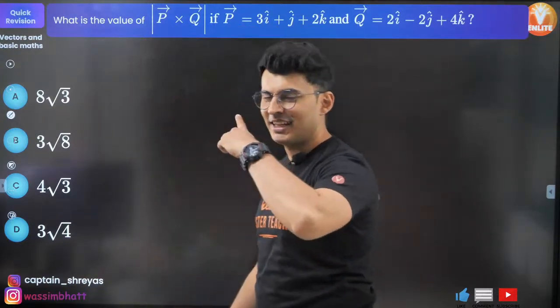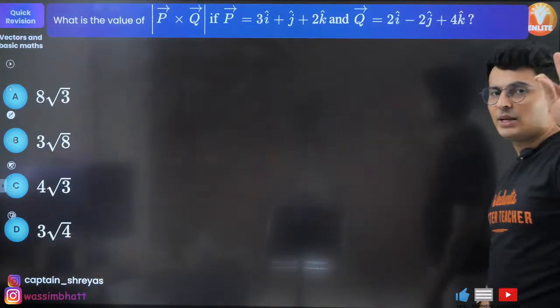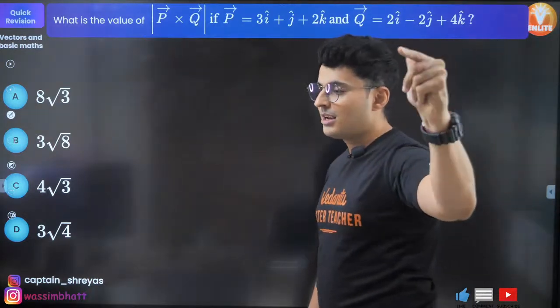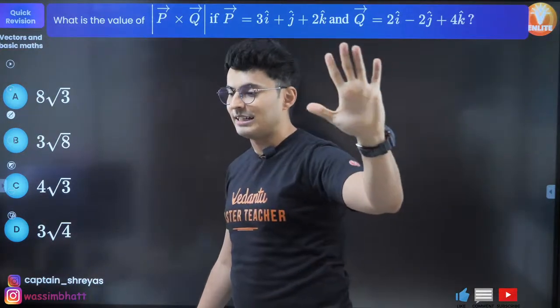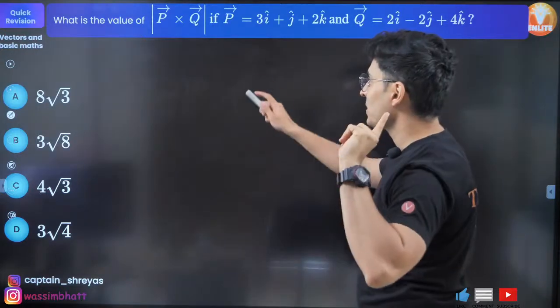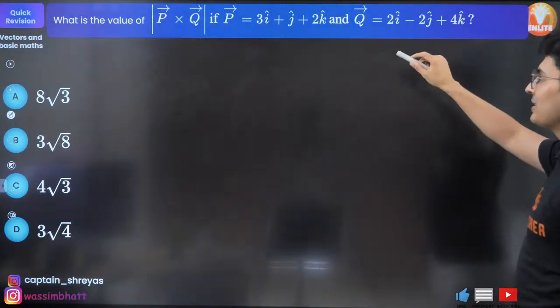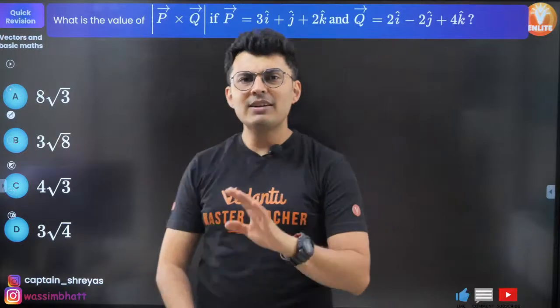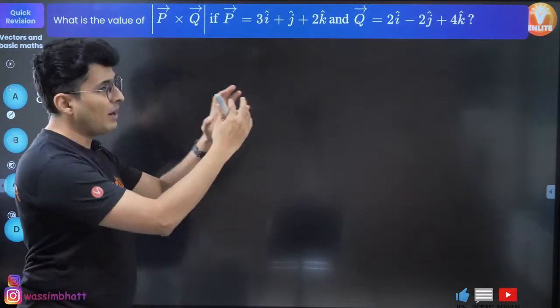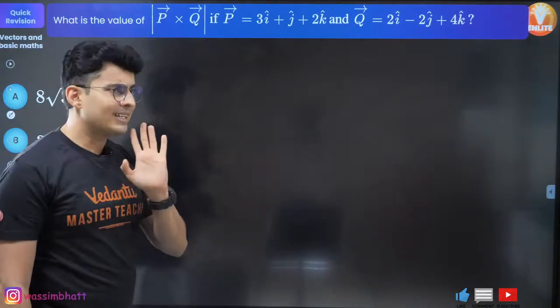Okay, let's do the next question. We are just going to complete vectors today. I will do revision of basic maths, that's the derivatives and integration part, later on. What is the value of P cross Q if P is this much and Q is this much? Whenever you see questions like this, which are this cross this, do not sit and expand and actually multiply. There is a very simple trick.